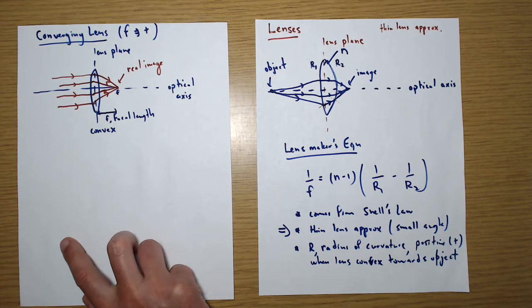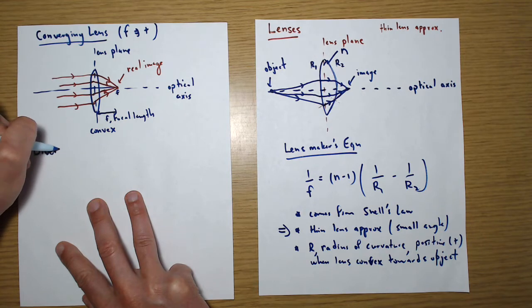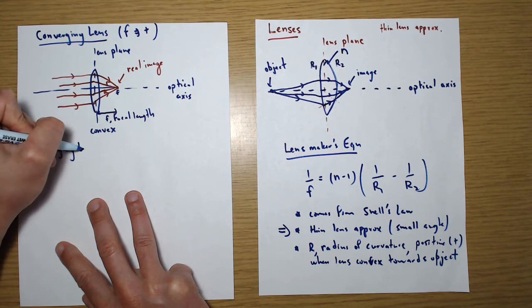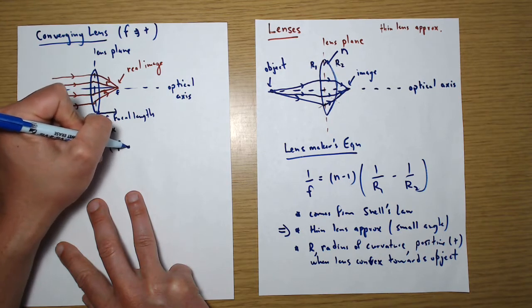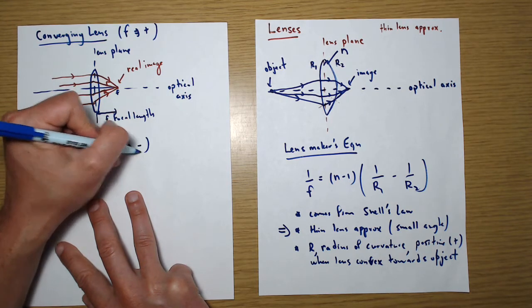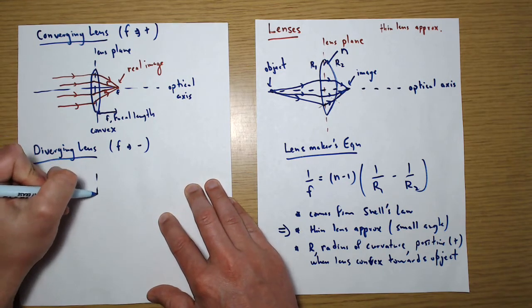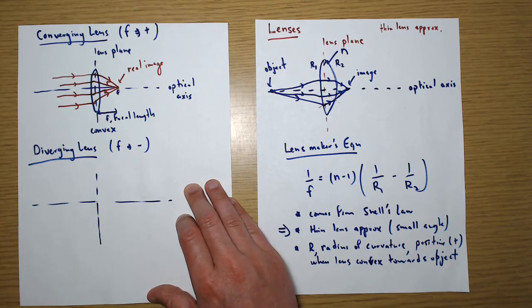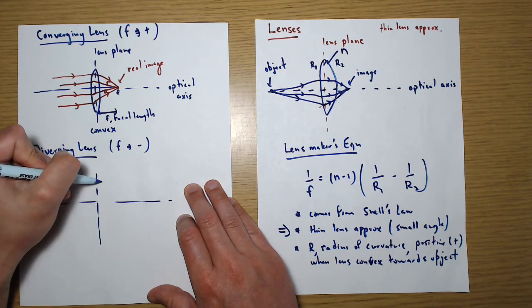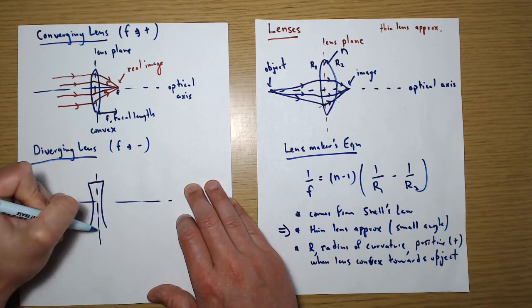All right, now diverging lens is just going to be the exact opposite. So diverging lens turns out to have a negative focal length. And once again, just to center it on the picture, I can represent a lens plane and an optical axis. And my diverging lens actually appears to be concave.